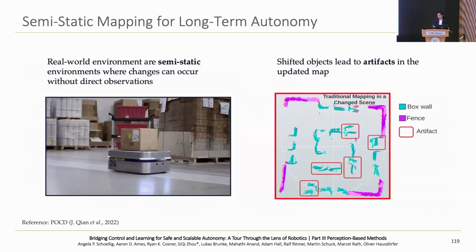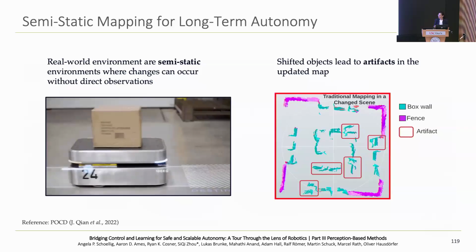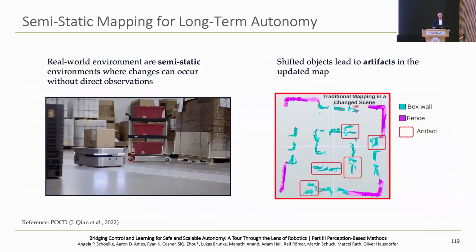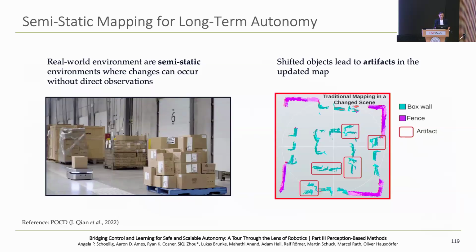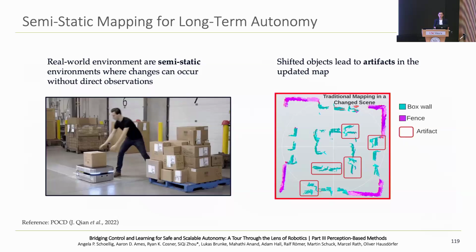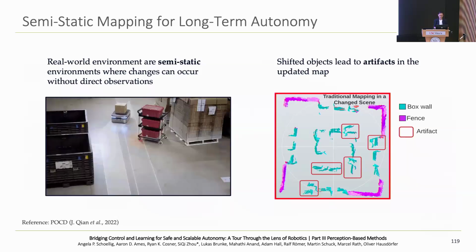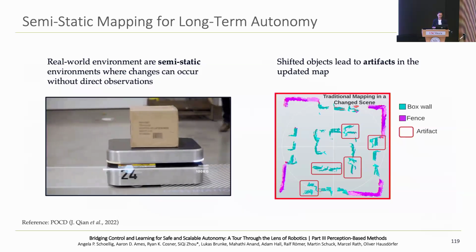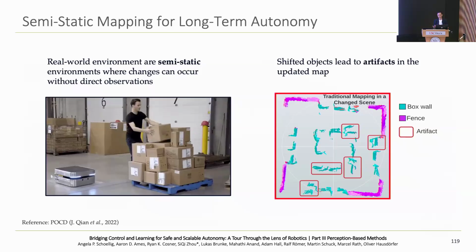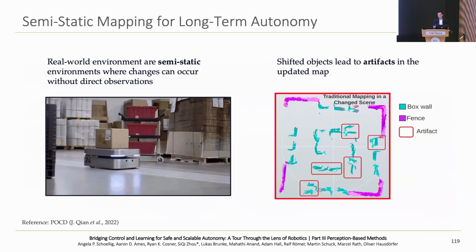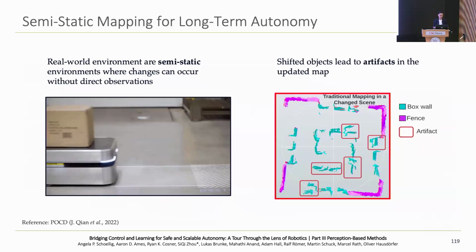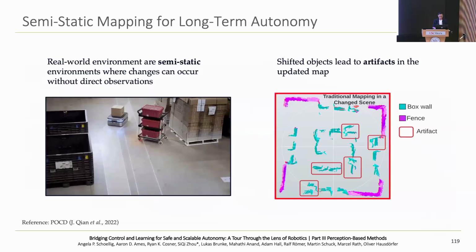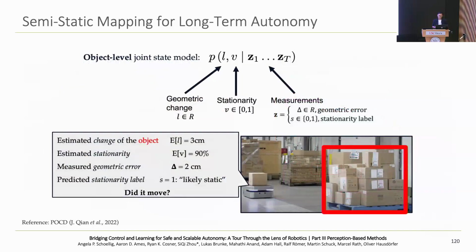So just to motivate why semantics is useful, this is one example where we see that a lot of real-world environments will undergo semi-static changes, meaning, for example, furniture can get moved or appliances can be shifted over time without the robots continuously observing such changes. And if we don't systematically account for such changes, the map may have artifacts or phantom objects, and this would, in turn, negatively affect both the localization performance and control performance. So how do we resolve this problem?